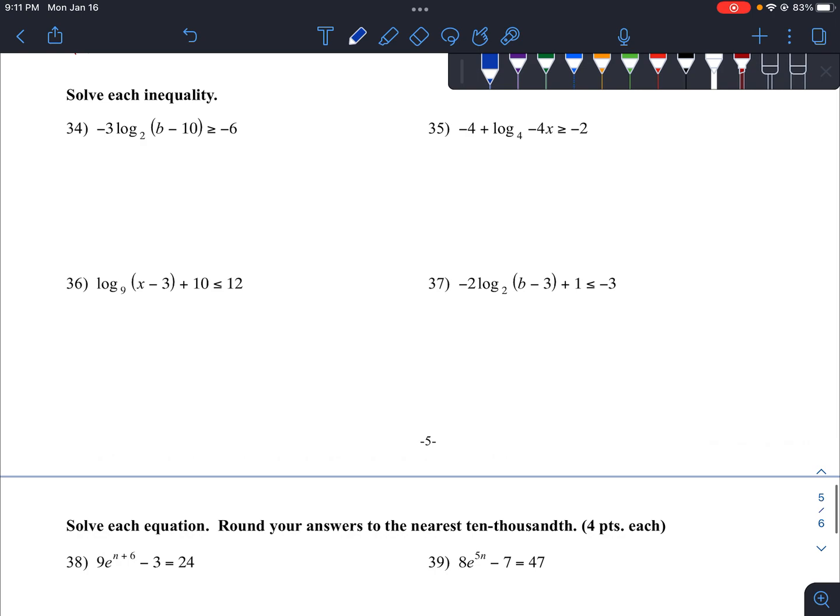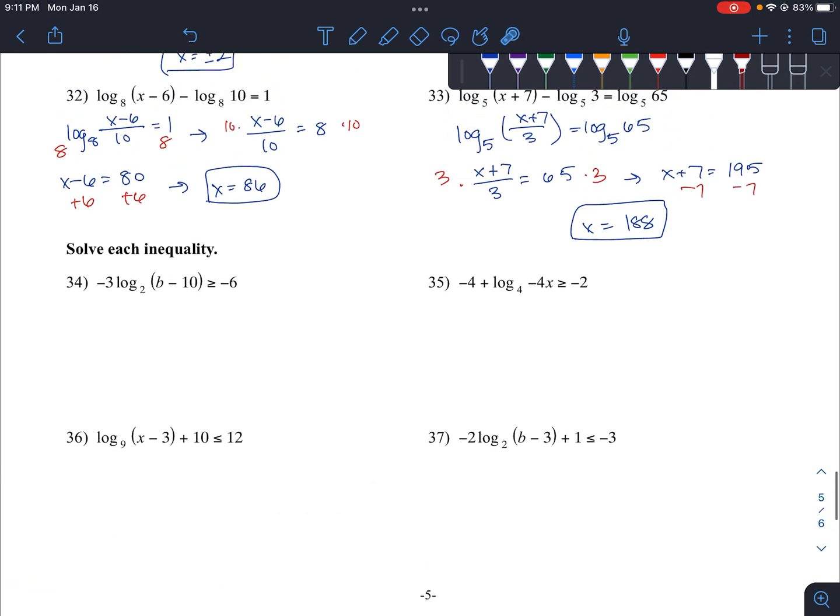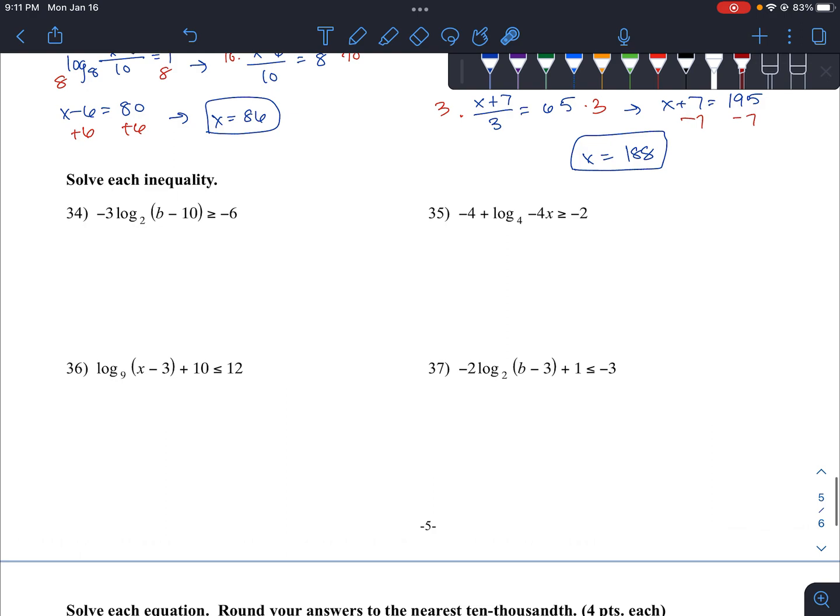34, I have the inequalities now. Inequalities shouldn't really be all that different when it comes to solving anyway, so I have negative 3 log base 2 of b minus 10 is greater than or equal to negative 6. So I'm going to divide by negative 3, divide by negative 3. Since I am dividing by a negative number, that inequality does need to flip signs. So this will be a logarithm base 2 of b minus 10 will be less than or equal to 2.